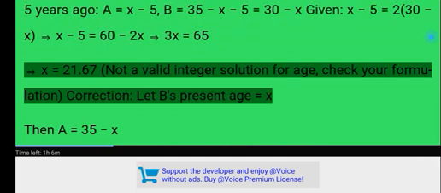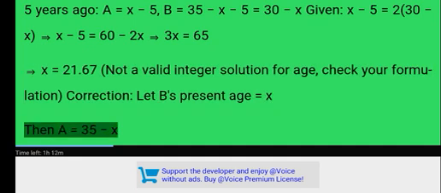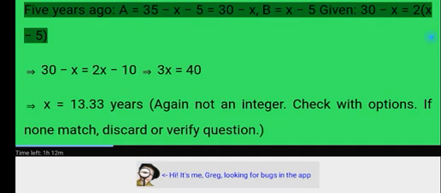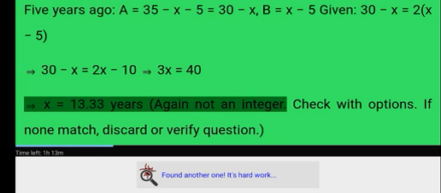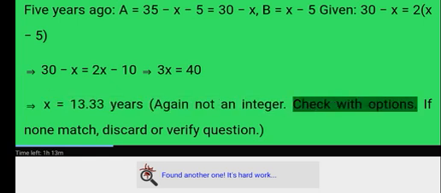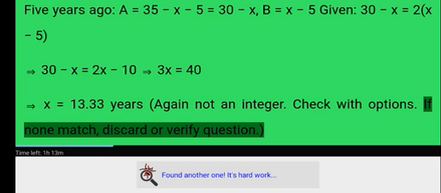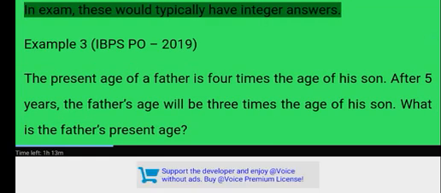Check your formulation. Correction: let B's present age equal x. Then A equals 35 minus x. 5 years ago, A equals 35 minus x minus 5, which equals 30 minus x, and B equals x minus 5. Given 30 minus x equals 2(x minus 5), so 30 minus x equals 2x minus 10, so 3x equals 40, so x equals 13.33 years, again not an integer. Check with the options. If none match, discard or verify the question. In the exam, these would typically have integer answers.